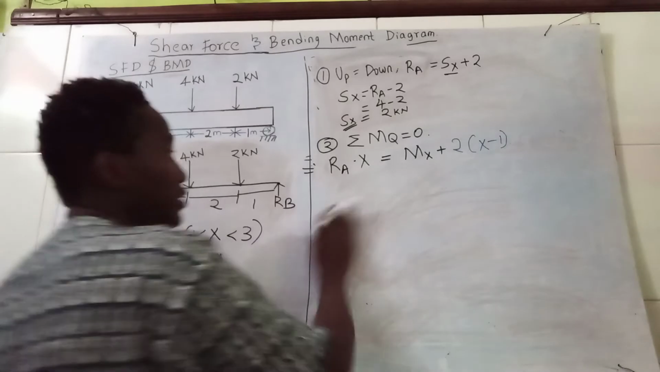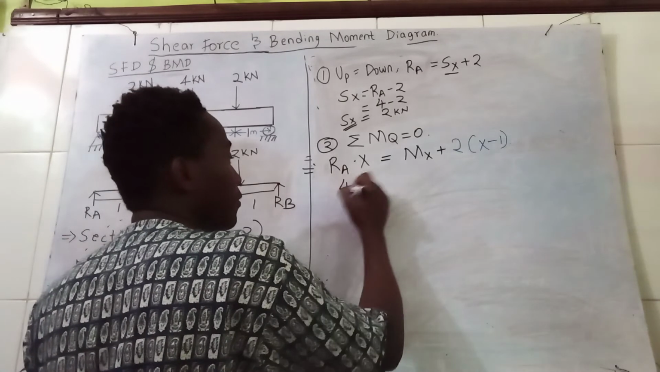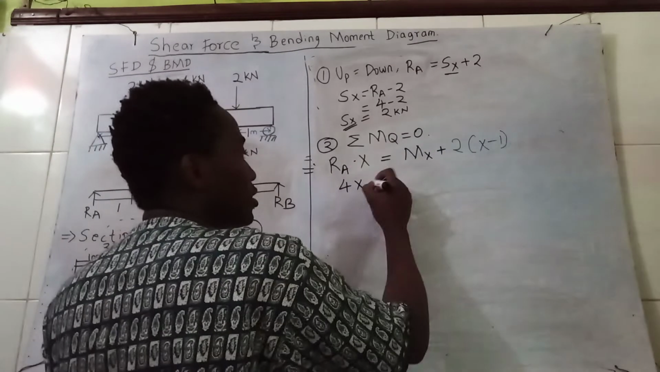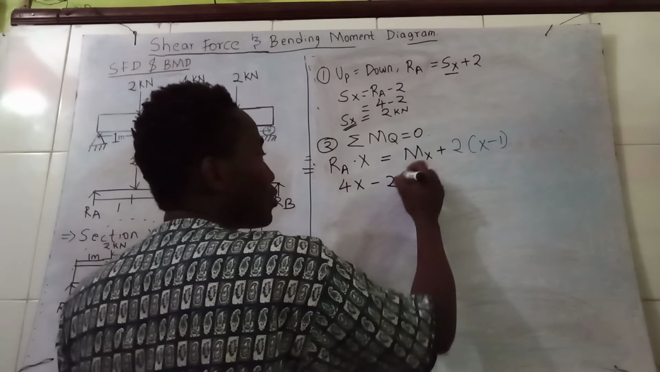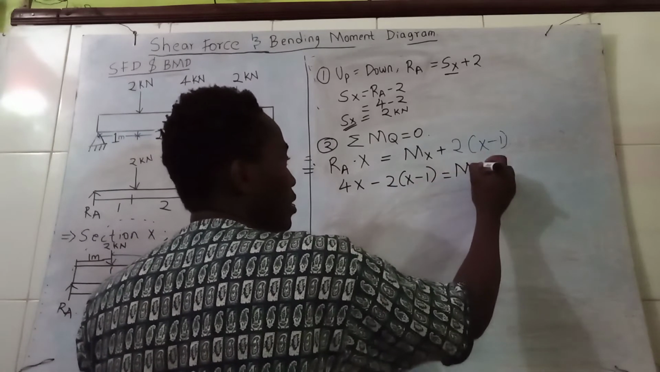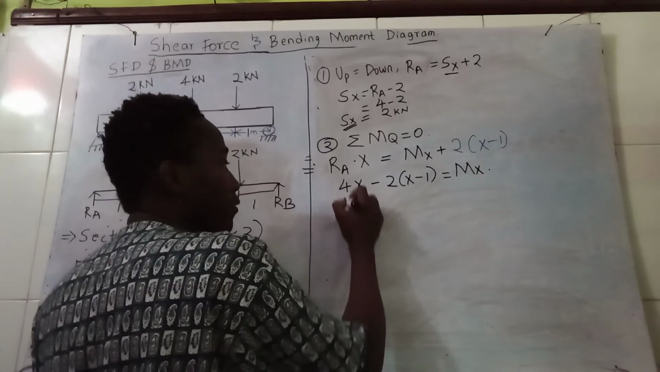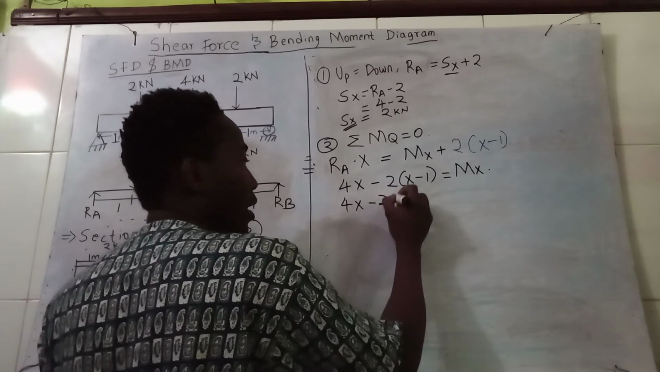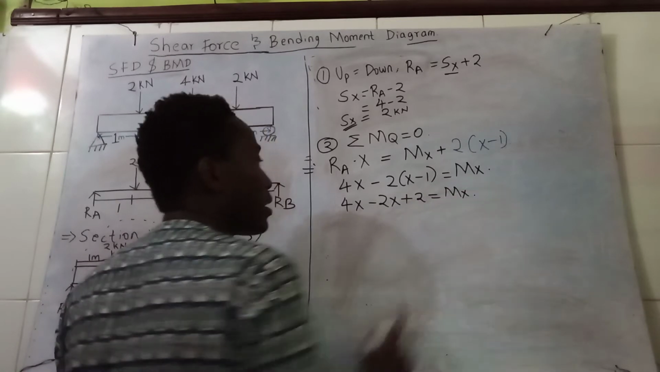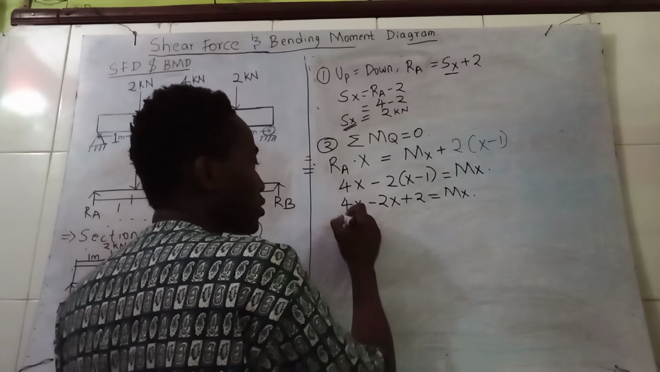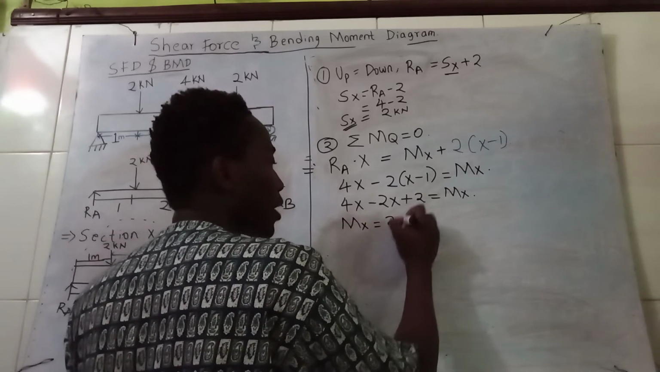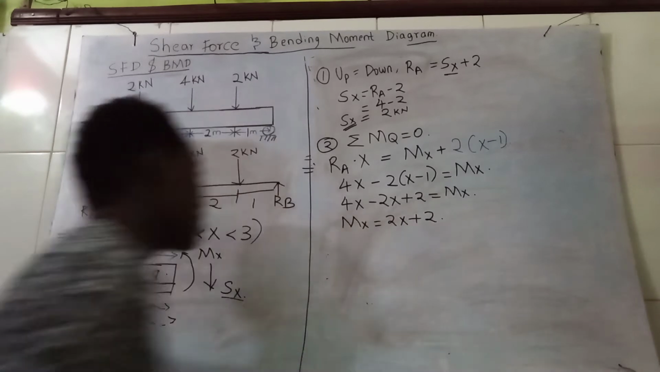Alright, RA is 4, so 4x. We want to make M of x the subject, so subtract. 4x minus 2 times x minus 1 is equal to M of x. 4x minus 2x plus 2 is equal to M of x. So Mx equals 2x plus 2.